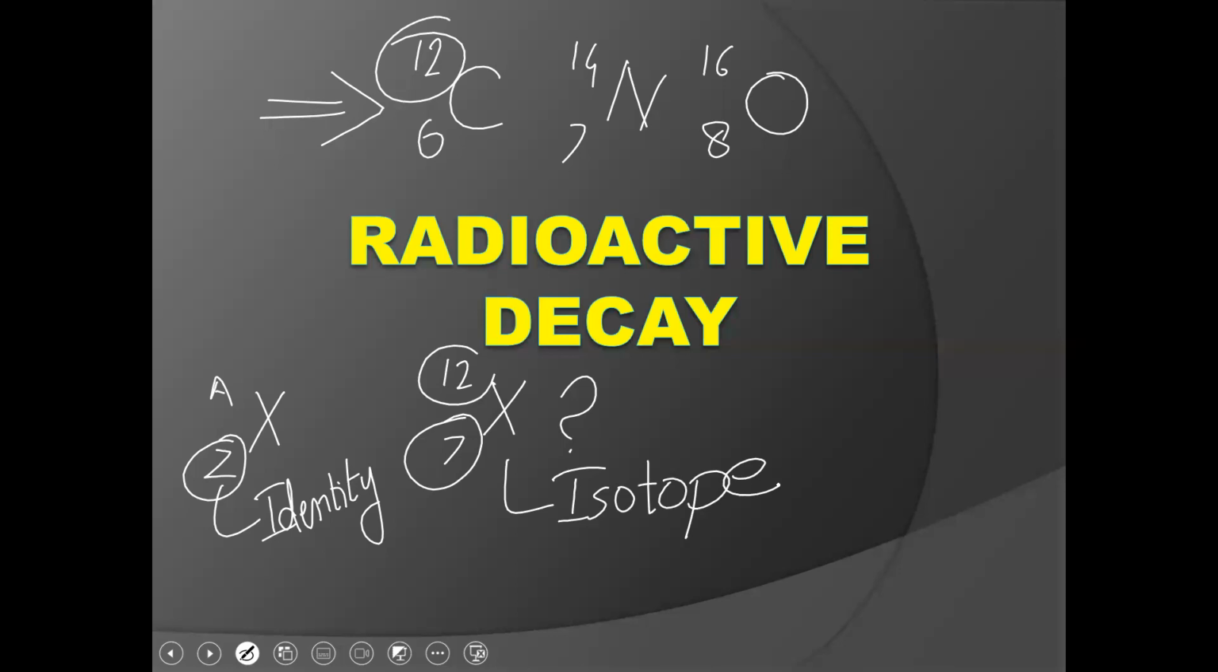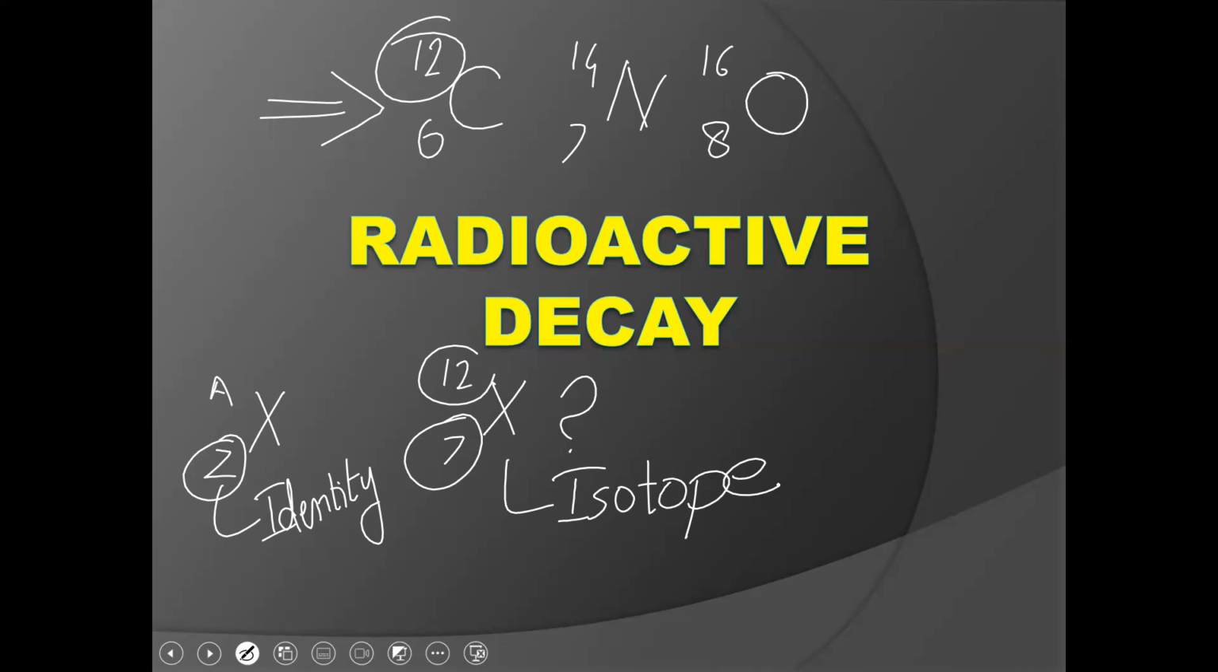It is nitrogen. So we have a concept: atomic number is the identity of an element. If the atomic number changes, the identity of the element also changes. And this is called radioactive decay.